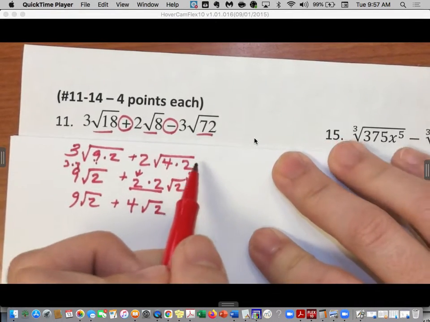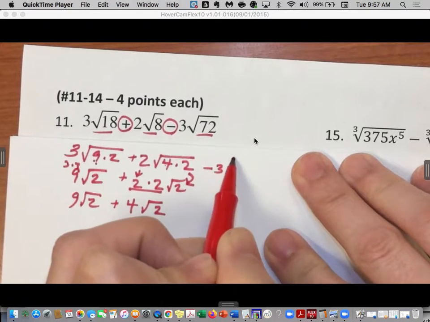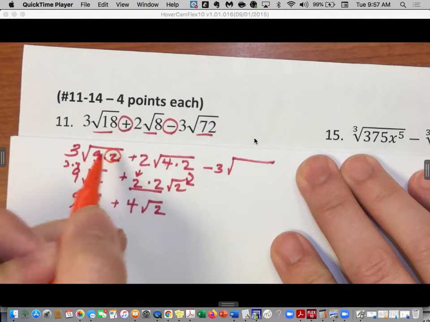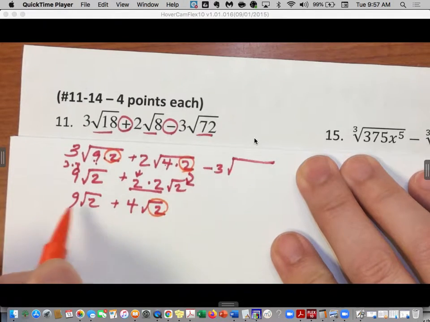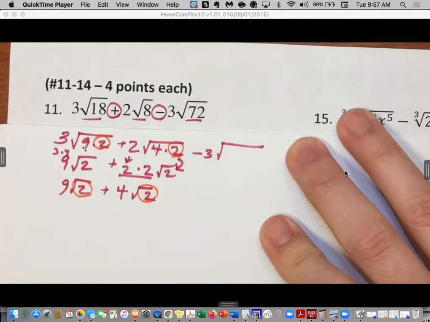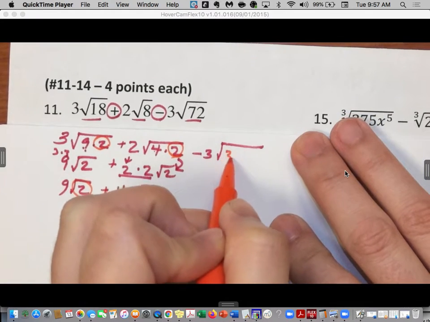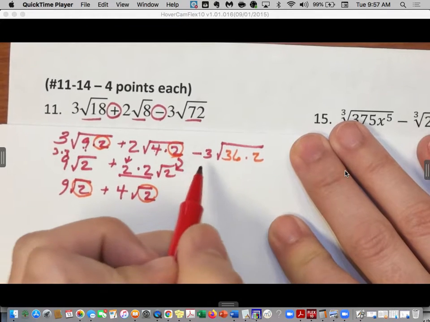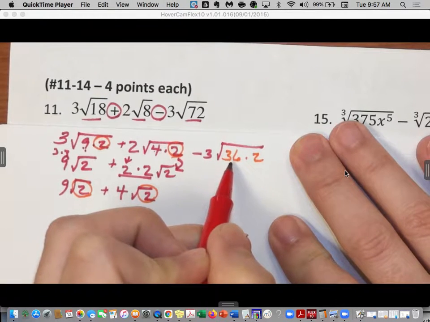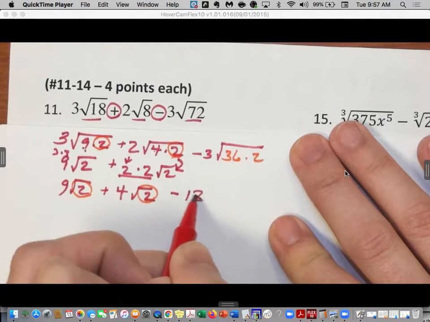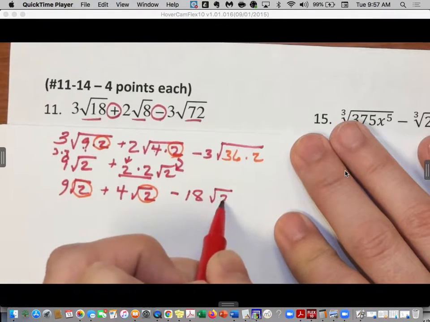Okay. Now, for 72. If that's something that you're not familiar with, look at the fact that both of these ended up with 2 under the radical. Be suspicious. You could go through and divide 72 by 2, and you find out that that's going to be 36 times 2, which is actually what you need. All right, so the square root of 36 is 6, and 6 times 3 is 18. So what I end up with is a negative 18 square root of 2.